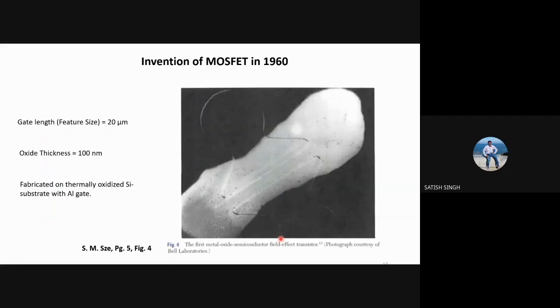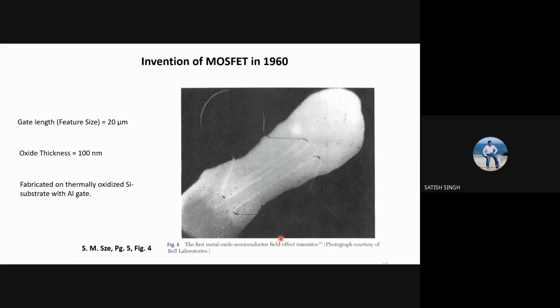Now, one more important device that we have to study about is the invention of the MOSFET. This is a very important device when we talk about our IC technology. From the IC point of view, this device is very important. I will tell you why it is very important, but first of all, try to understand.